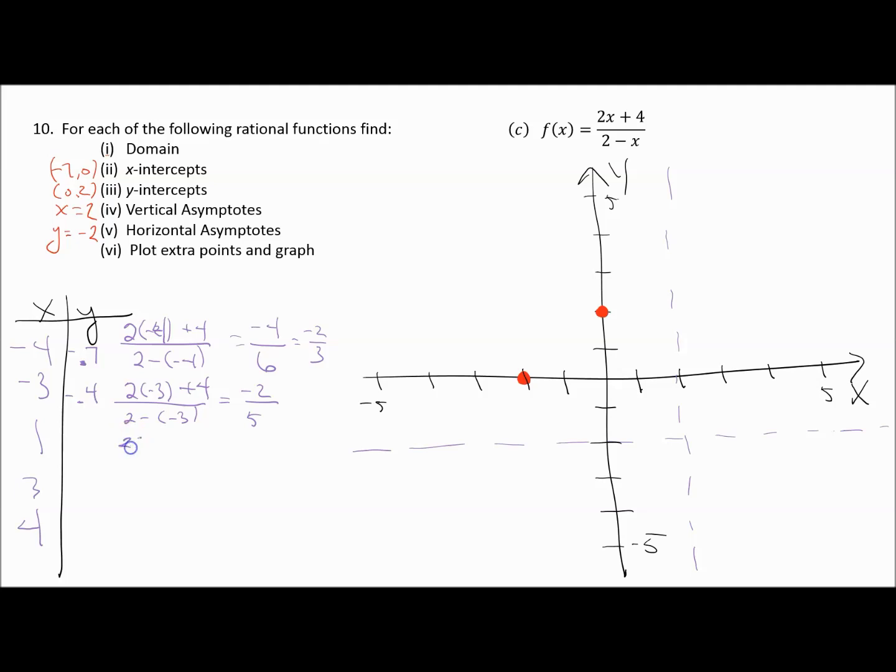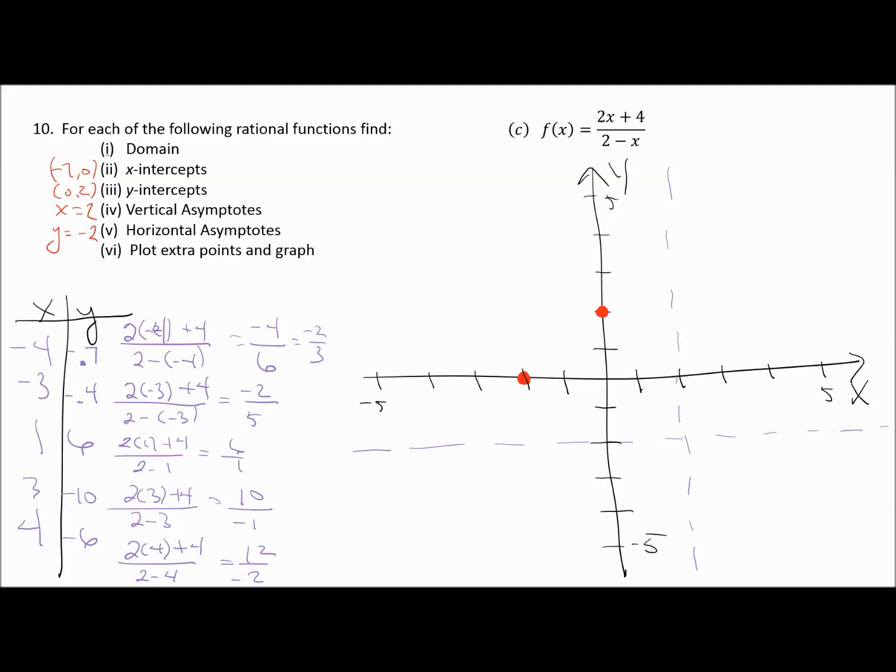Okay, plug in 1. That's 2 times 1 plus 4 over 2 minus 1. That's going to be 6 over 1, which is 6. Plug in 3. That's 2 times 3 plus 4 over 2 minus 3. 2 times 3 is 6 plus 4 is 10 over -1, which is -10. And finally, when I substitute for 2 times 4 plus 4 over 2 minus 4, 2 times 4 is 8 plus 4 is 12, divided by -2 is -6. Now let's plot these points and see what we've got.